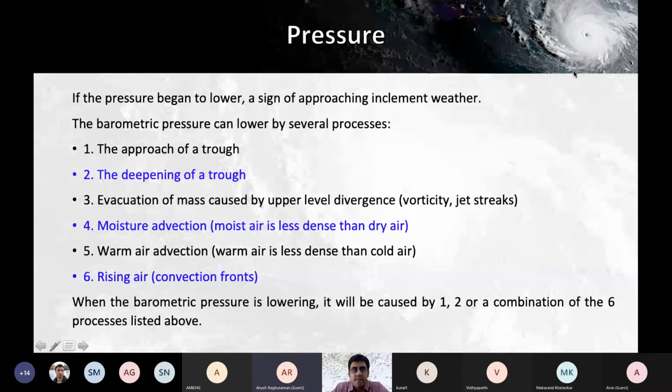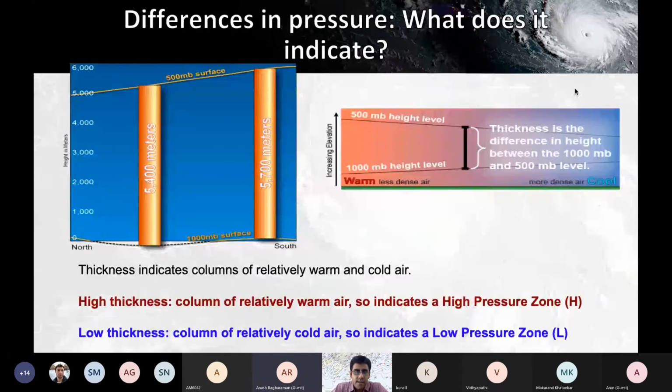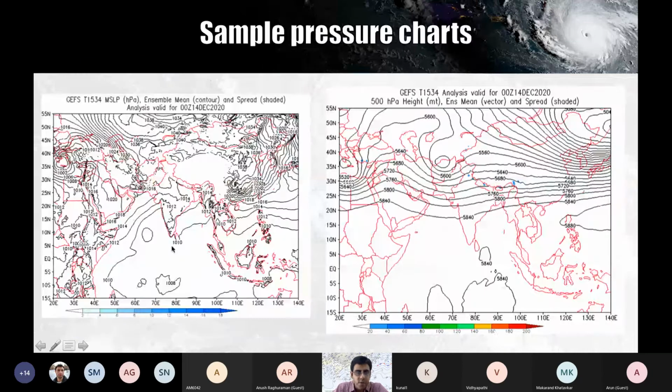Sir, excuse me, sir. Yes. Sir, if the height is high, does it mean high pressure? Can you please explain with the chart one more time, sir? See, these are two pressure lines. One is the 1000 millibar, another is 500 millibar. This is at 1000 millibar level, which is the surface level, mean sea level pressure, MSLP. And this is the 500 hPa, which is 5 kilometers above the ground.